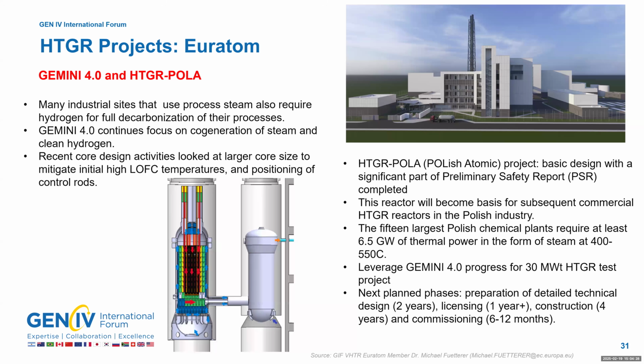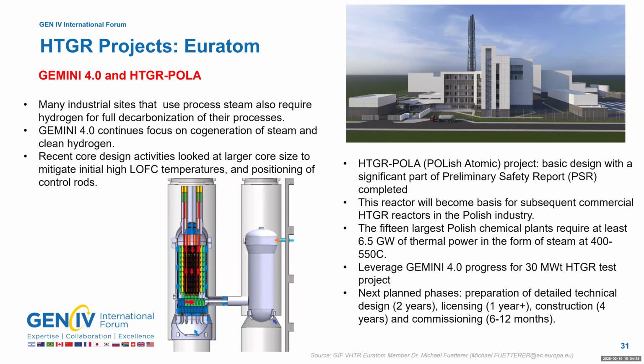On the Euratom side, both within the GEMINI project and then in Poland, there's been quite a lot of activity. Europe is aggressively targeting the process heat side of the equation, looking at hydrogen applications. So under the GEMINI 4 project, the cogeneration of steam and hydrogen is a large focus area. Recently, they've refined some of the design aspects of this first reactor design, shown at the bottom left.